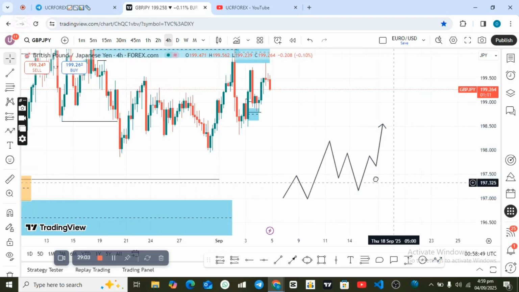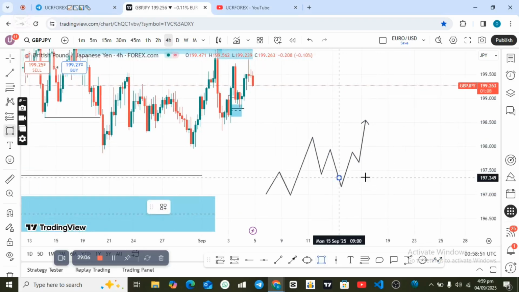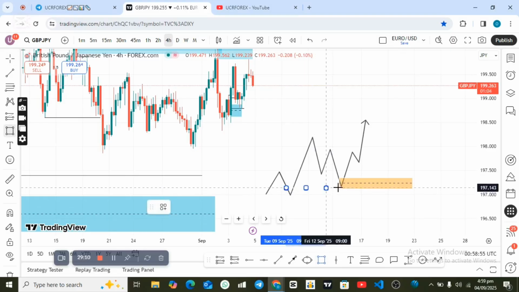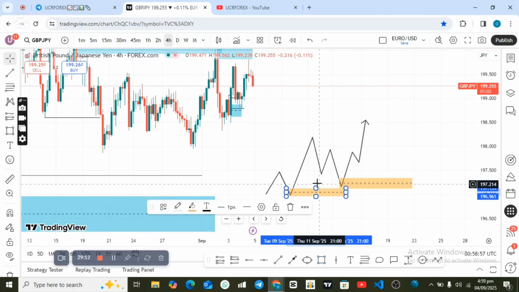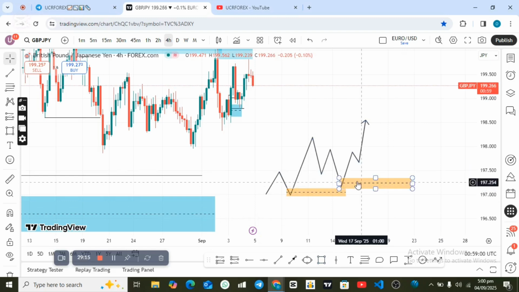So where is your new point of interest? It is somewhere around here. You can see that this level has been mitigated. This level has been mitigated. This level has been mitigated. So this is our new unmitigated zone. These are our new unmitigated zones.